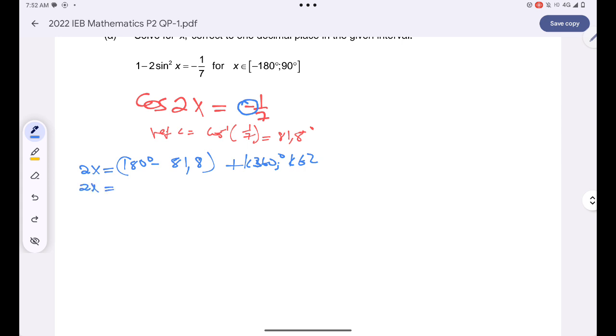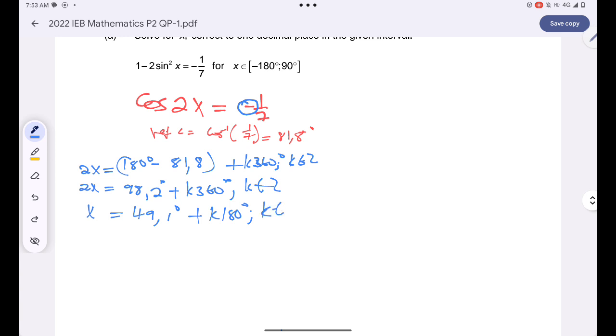This will give me 2x is equal to 180 minus 81.8, which is 98.2 plus k 360 degrees. Then I'll divide everything by 2. Whenever I divide everything by 2, I'll simply have x is equal to 98.2 divided by 2. This will give me 49.1 degrees plus k 180, where k is an integer.